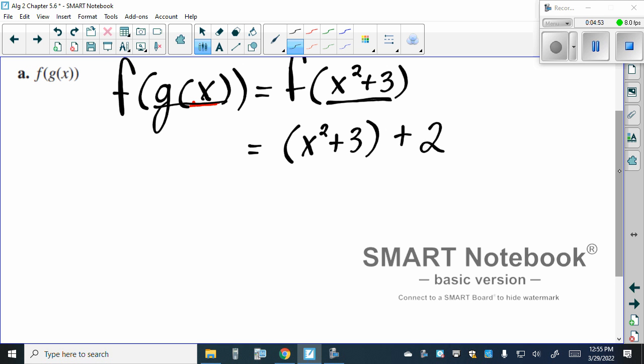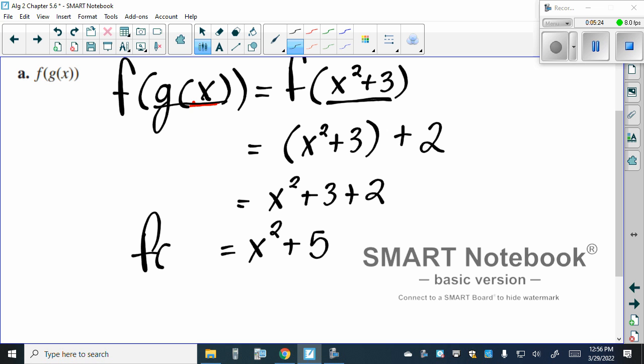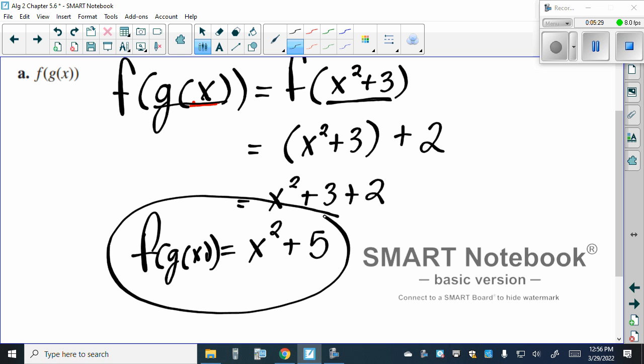Any questions on this so far? Now we just need to simplify. Is there anything in front of those parentheses that's being multiplied? Do we have any exponents? Well, no, we don't have any of that, so we can drop those, which just tells us that we have x squared plus 3 plus 2. Combine like terms. 3 plus 2 is? So f of g of x is x squared plus 5.